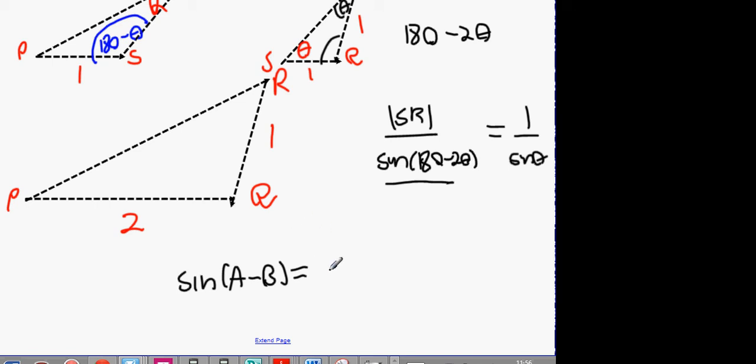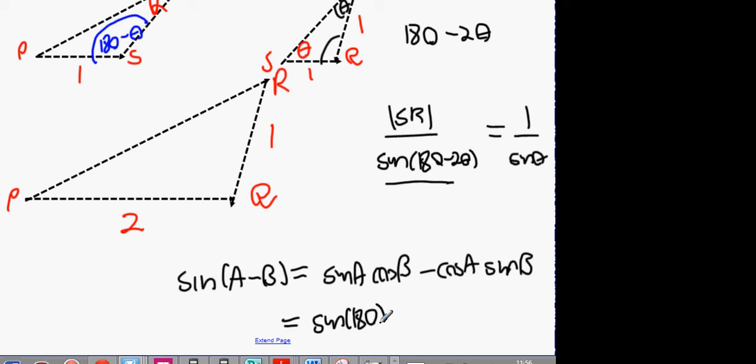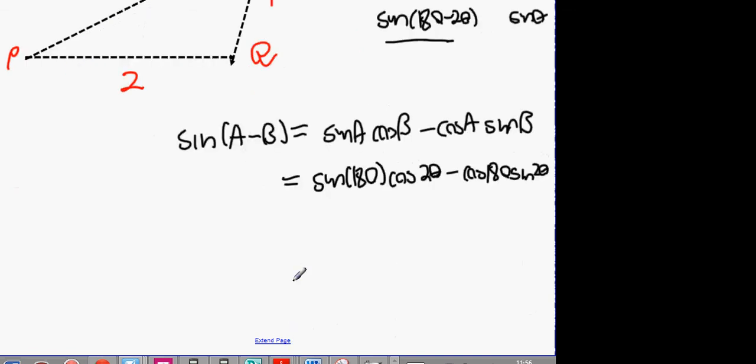It's going to be sine A cos B minus cos A sine B. Now guys, once you've done that, what you're going to do next is replace in 180 and 2 theta. So it's going to be sine 180 cos 2 theta. Then you're going to get cos 180 sine 2 theta. Now will somebody check in the calculator what is sine 180?